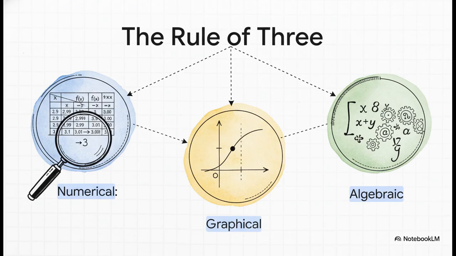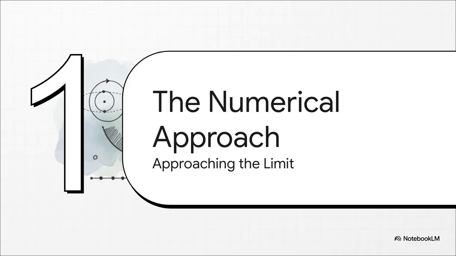So, here's the plan. First, we're going to look at the raw numbers, just making a table to see what happens as we get ridiculously close to that problem spot. Then, we'll draw a picture, a graph, to really see what's going on. And finally, we'll break out the algebra to get a definitive, rock-solid proof. 3 angles, 1 single answer. All right, let's grab our first tool and look through the numerical lens.